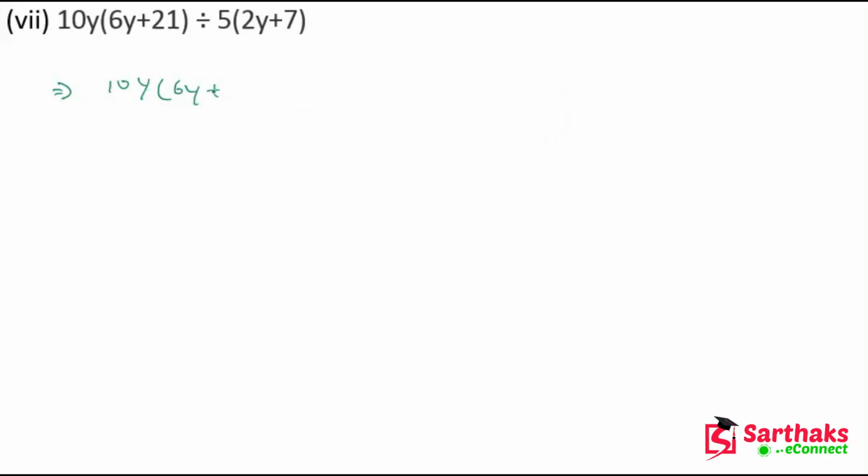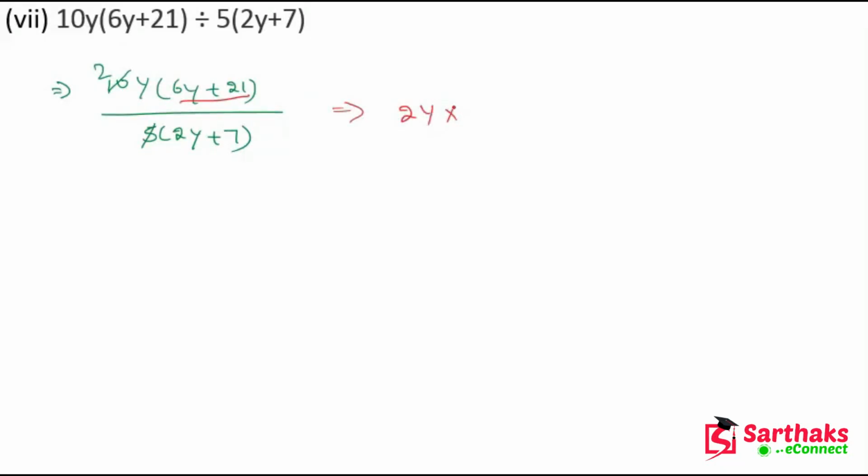Now the next one here is, you can see that 10y into 6y plus 21, and it is divided by 5 into 2y plus 7. Now this 10 can be divided by 5 in 2 times. And from these two terms we can take 3 as a common. So here we have 2y into, taking 3 as a common, we get 2y plus 7, and it is divided by 2y plus 7. So this will be cancelled. So here we get 2 into 3, 6y. So this is the answer of this part.